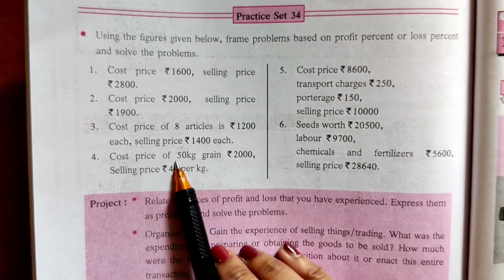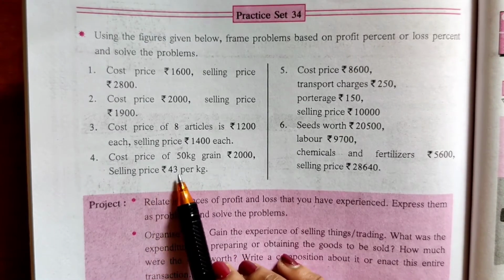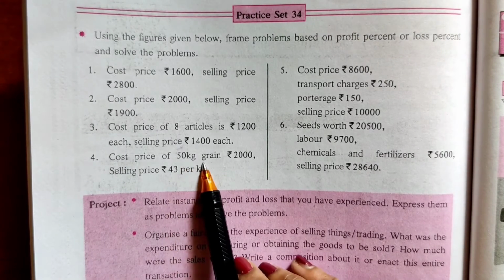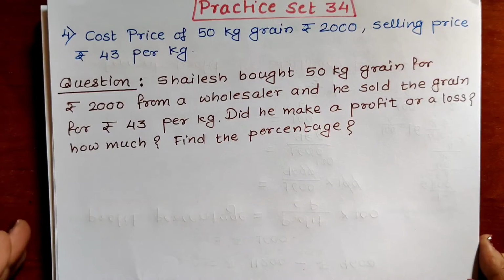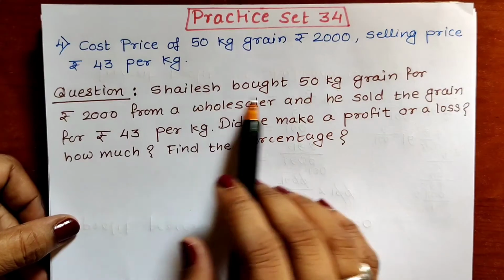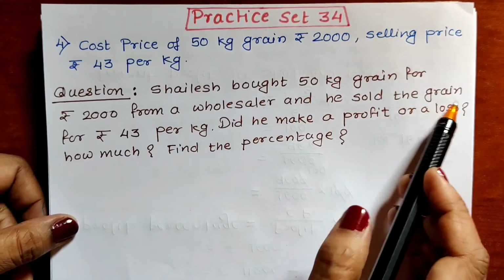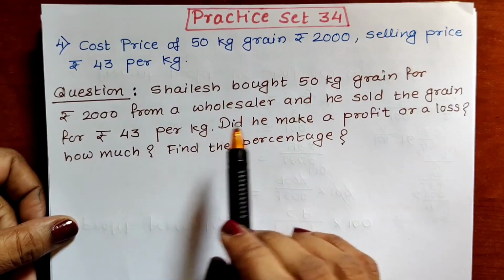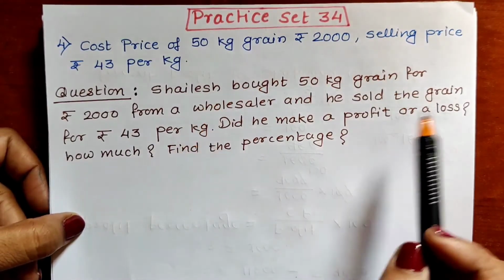Question number 4. Cost price of 50 kg grain is 2000 and selling price is rupees 43 per kg. 1 kg 43 rupees. And this is cost price of total 50 kg grain. So let us see first how to frame a question. I have written the question. Shailesh bought 50 kg grain for rupees 2000 from a wholesaler and he sold the grain for rupees 43 per kg. Did he make a profit or loss? How much? Find the percentage.